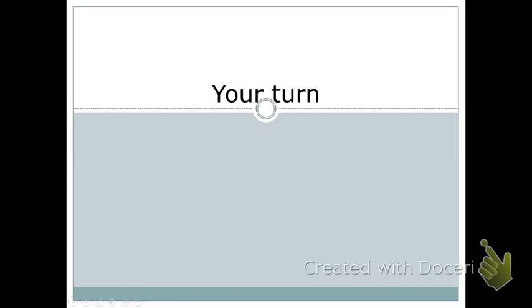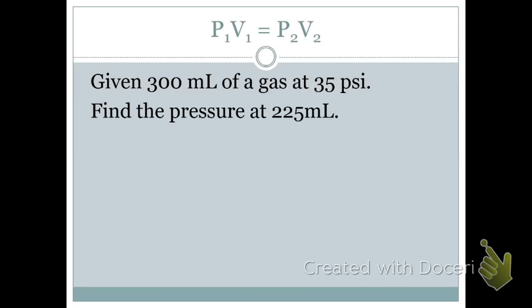This time it's your turn. So go ahead and do the problem and then check back and see if you got it correct. Given 300 milliliters of gas at 35 psi, find the pressure at 225 milliliters. Go ahead and pause the recording, do the problem, and press play when you're done.